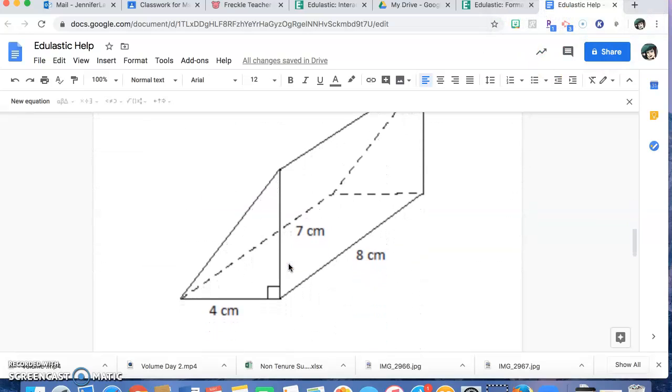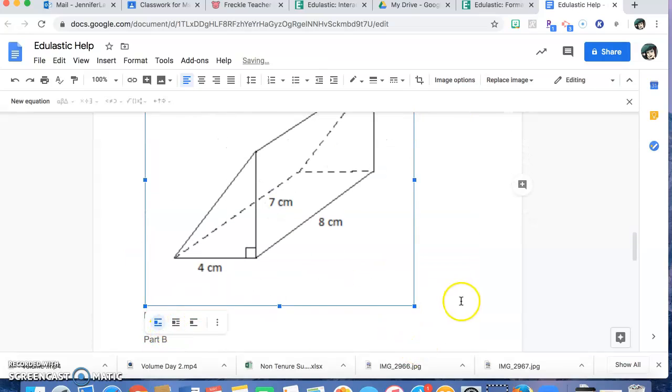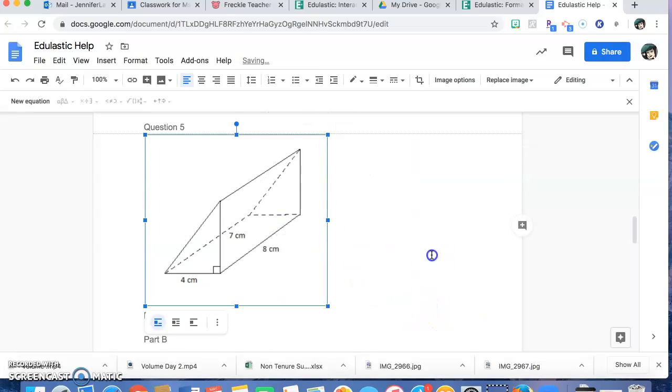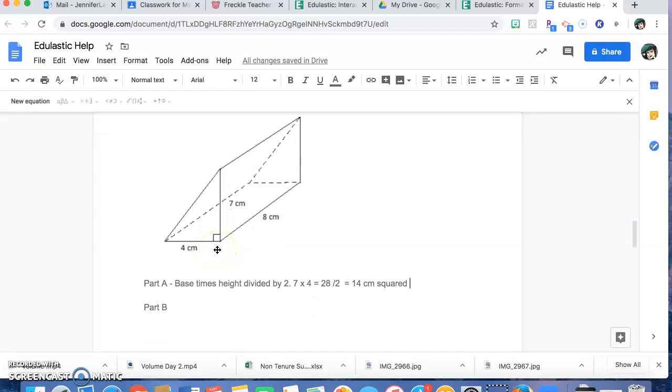Question number 5 here. So the first part said, what is the area of the base? So in the hints, I gave you that the base didn't mean the bottom. The base is the triangle here. So it's what I'm tracing over. So here's your right angle. So the bottom of the triangle is 4 and the height of the triangle is 7. So base times height divided by 2. So 7 times 4 is 28, but then you have to divide by 2. So 14 centimeters squared is the area of one triangle, the base.